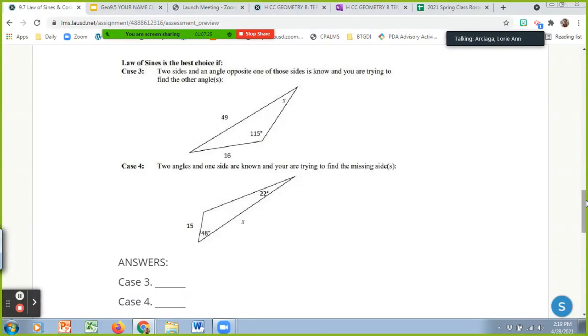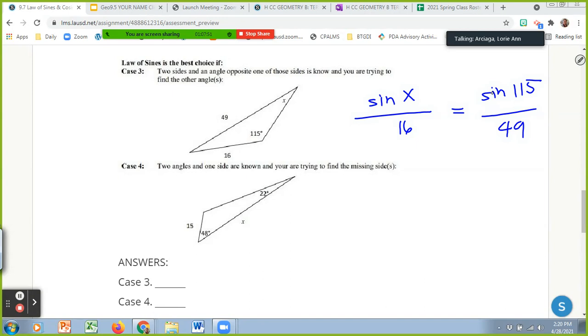Okay, so let's review. If you have the law of sines and you're looking for an angle, use the formula that has sine on top. So sine x over 16, they always go opposite. Always opposite. Equals, and then you put sine 115 over 49.